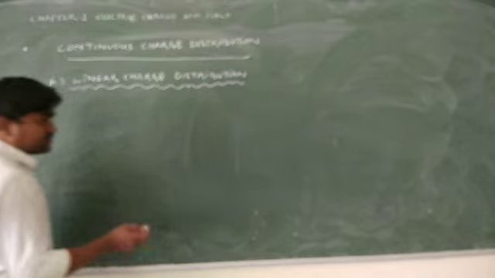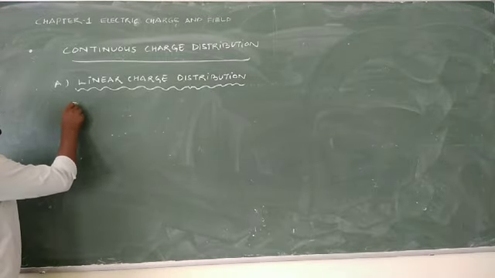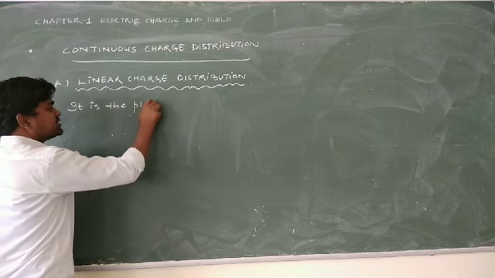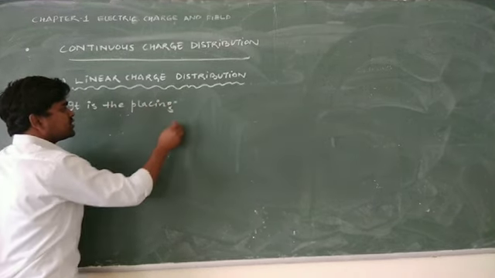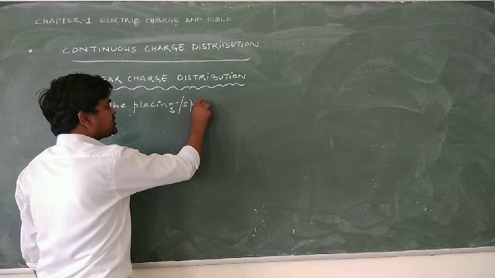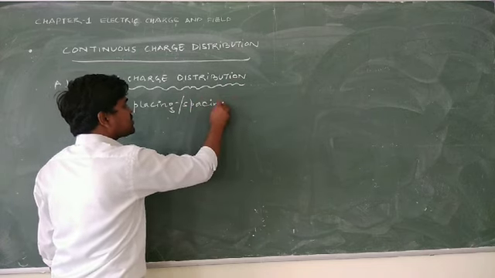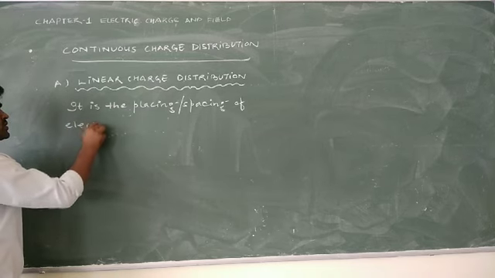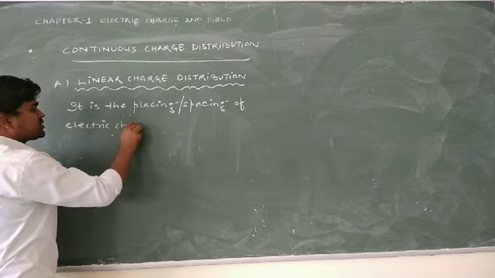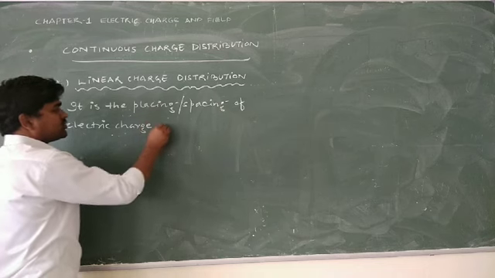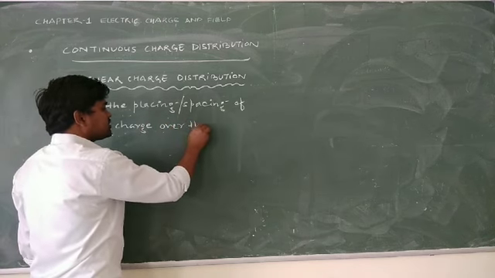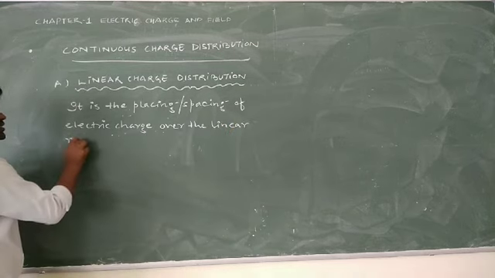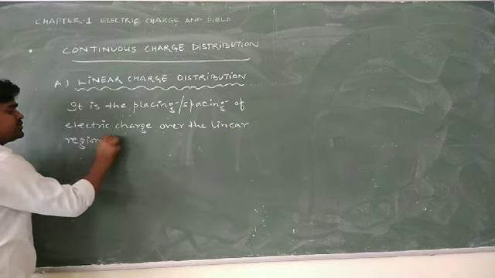So how can we define this distribution? It is the placing or spacing of electric charge over the linear region of space.